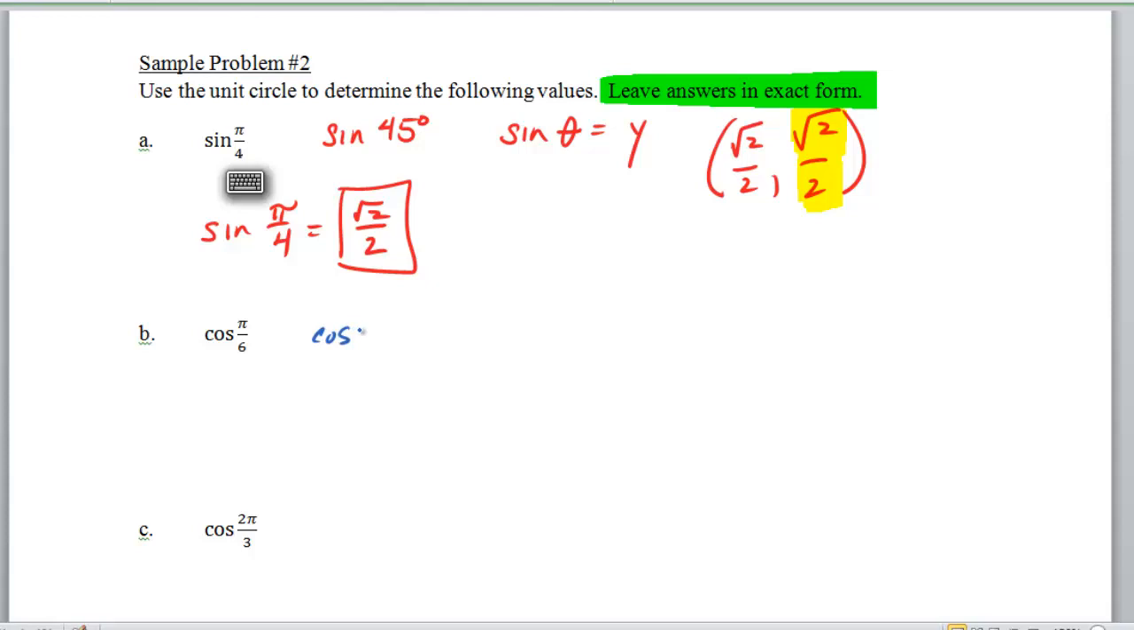We've got the cosine of pi over 6, which is going to be 30 degrees. And if we simply remember that the cosine of any angle was equal to the x-coordinate, basically we just need to find what that is.